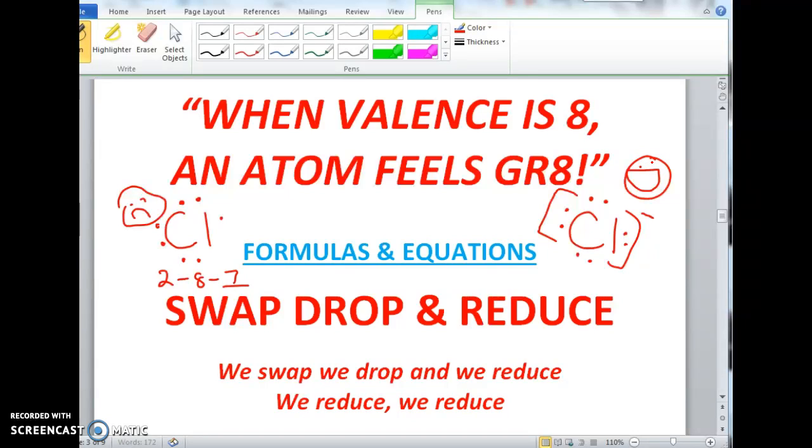When valence is 8, an atom feels great. This will remind you that atoms are really very miserable people. They do not have what they want. This one only has 7 valence electrons. Remember, it's only going to feel great once it has 8 valence electrons, like this fellow over here. Remember, an ion is always happy because ions always have 8. There are a couple of exceptions, but that's a great rule.